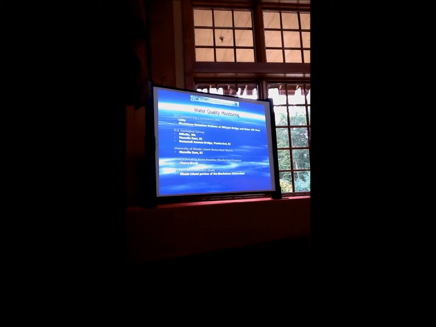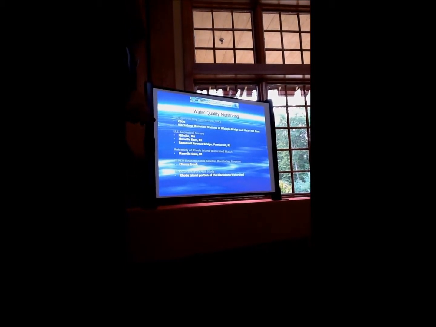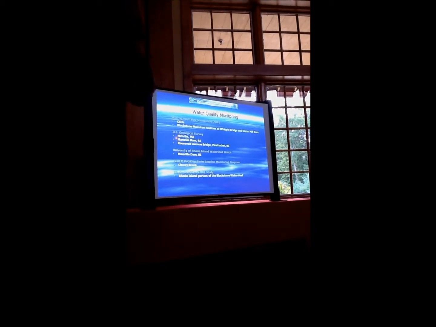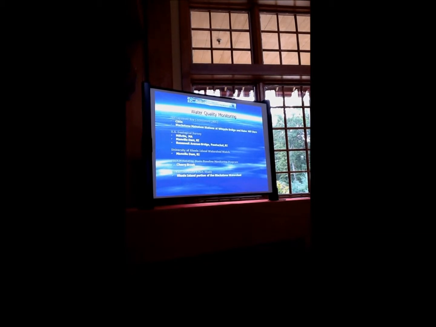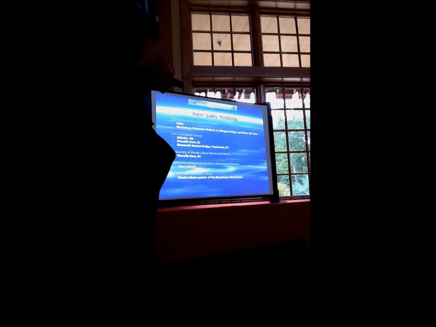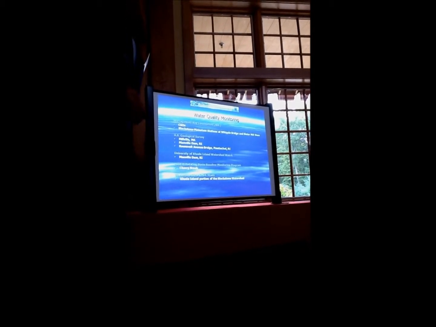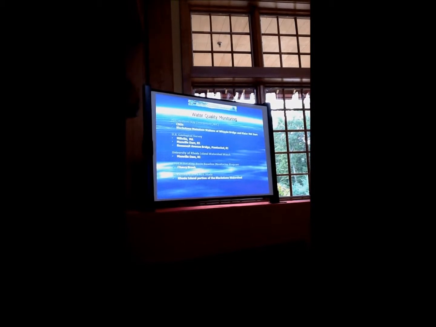USGS has 3 stations on the Blackstone main stem. One is at Millville in Massachusetts, right across the border, and Manville Dam, which is in Manville, and Roosevelt Avenue in Pawtucket. The University of Rhode Island Watershed Watch, they provide a lot of data on a lot of different water bodies. They have a site that they visit at Manville Dam.